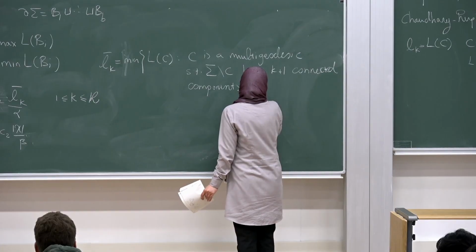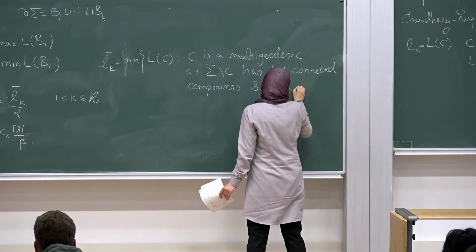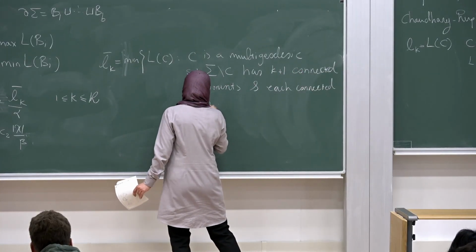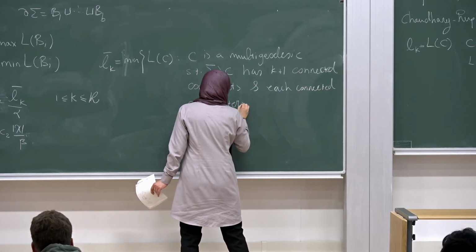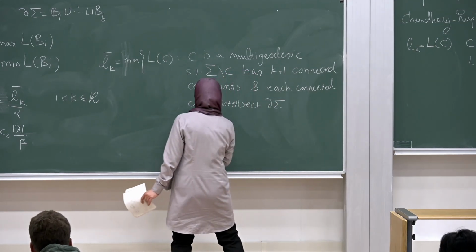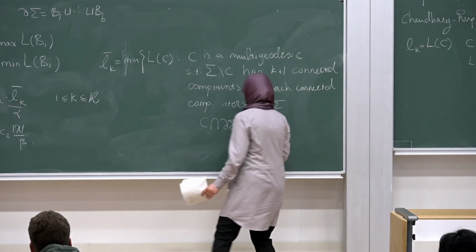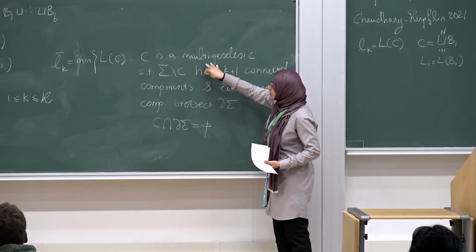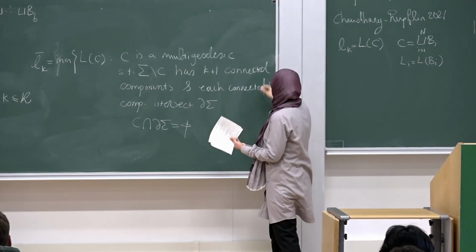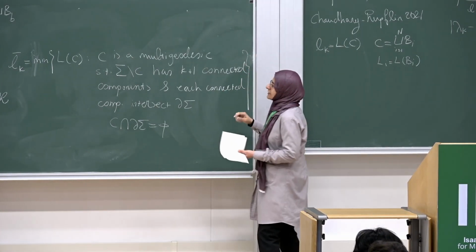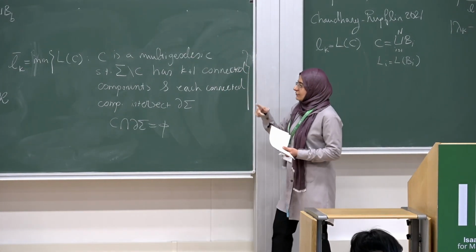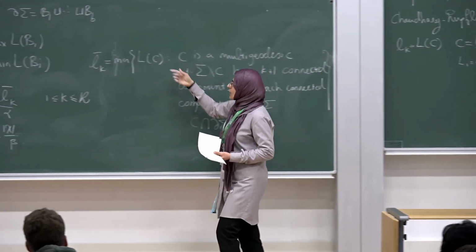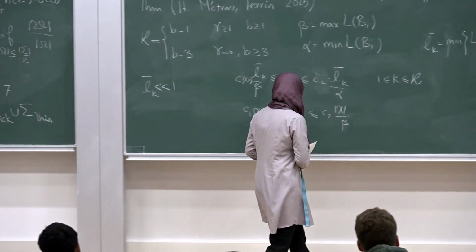And each connected component intersects the boundary, and C intersection with the boundary is empty. So this is a collection of simple closed geodesics that don't touch the boundary. I mean, it's not one of the boundary, and it's closed, so it's also not reaching the boundary orthogonally. And then each connected component contains one of the boundary components.